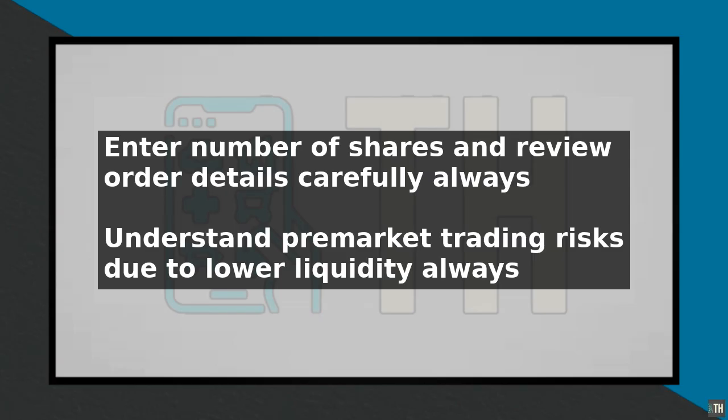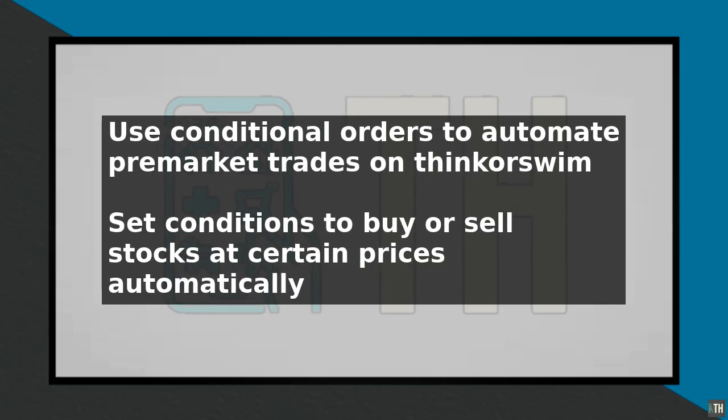You can also use thinkorswim's conditional orders to automate your pre-market trades. For example, you can set a condition to buy a stock when it reaches a certain price in pre-market hours. This way, you can take advantage of pre-market movements without having to constantly monitor the market.